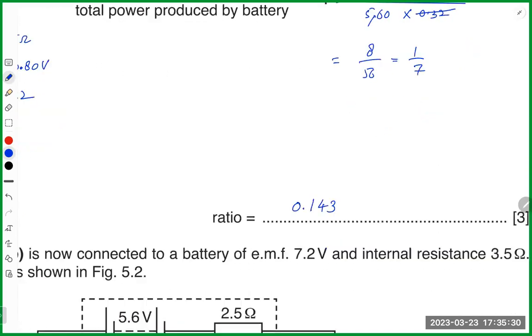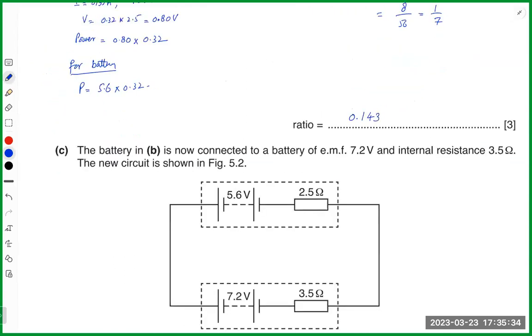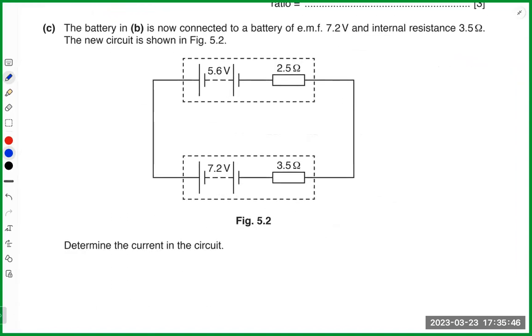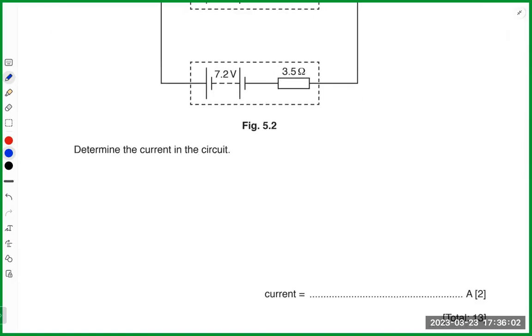Can you confirm it with the calculator? Yes, sir, 0.14, 142 something, 1428. Okay, so good. Now the battery is connected to another battery of EMF 7.2 volt and resistance 3.5 ohm. Determine the current in the circuit.